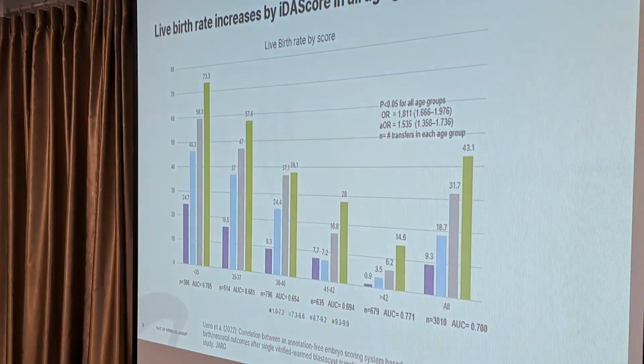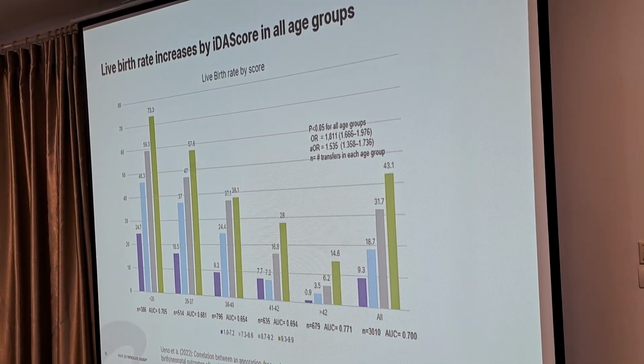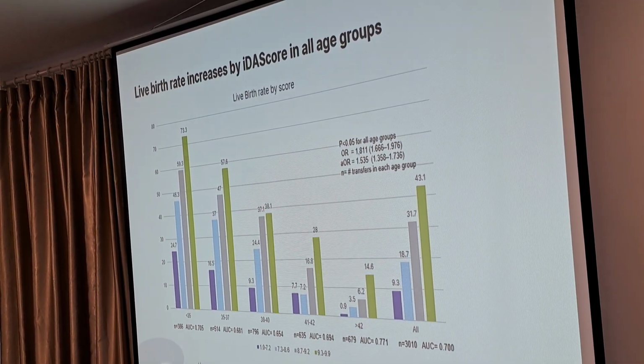The next one was looking at live birth rates for all patient age groups, starting with the younger patients to the older patients. And in the green lines, you can see the highest bracket of iDAScore, and they give you the higher percentage of live birth for each group.